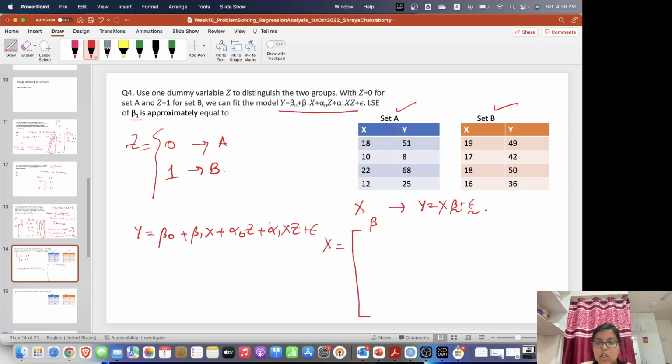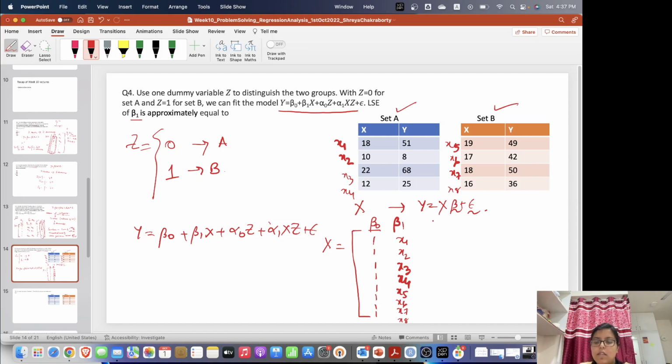The first column should correspond to beta naught. Here we have 8 observations, beta naught is there for all of them, so this will have 8 ones. Next we have the column corresponding to beta 1. Here we will write x1, x2, x3, x4. First I'm writing this down, and then I'll write x5, x6, x7, x8.